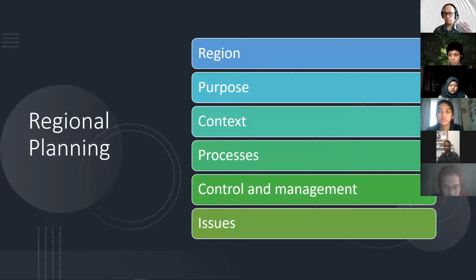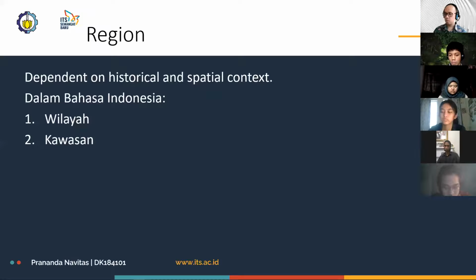I think there were some points about power and control that were mentioned in the discussion earlier, and then some issues with regional planning.